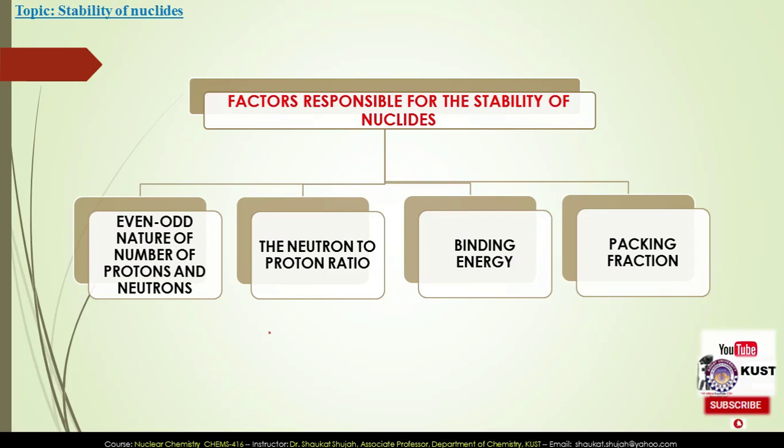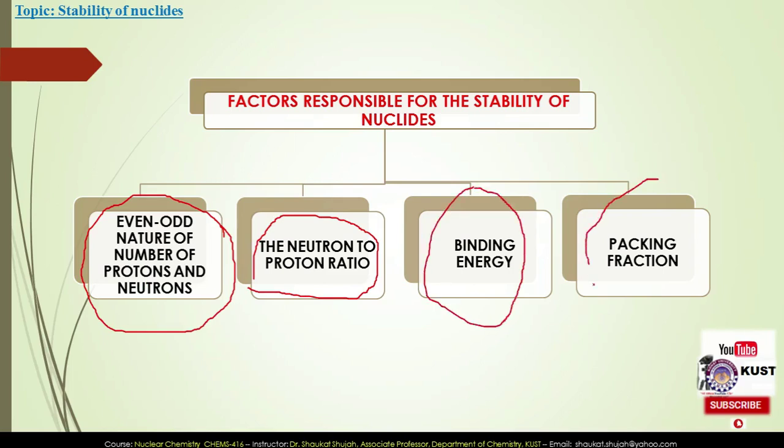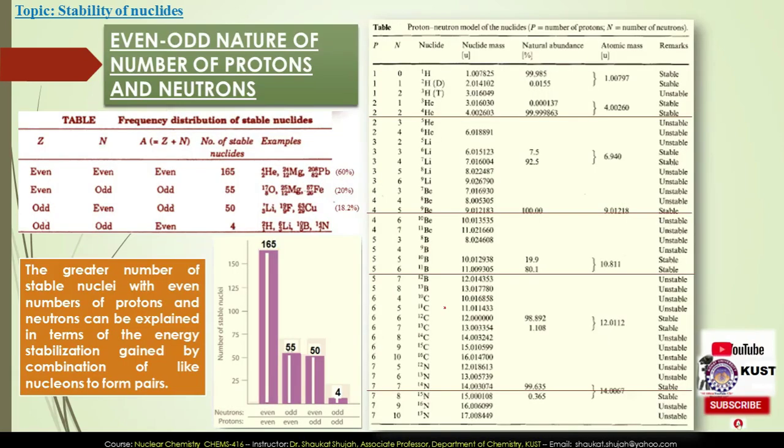In-depth investigations on the properties of a large number of nuclides show that some of the important factors which contribute towards the stability of nuclides are the even and odd nature of the number of protons and neutrons, the neutron to proton ratio, the binding energy, and the packing fraction. As I mentioned earlier, these two parameters will be discussed in the next lecture. So first we will discuss the effect of the even and odd nature of the number of nucleons on the stability of a nuclide.